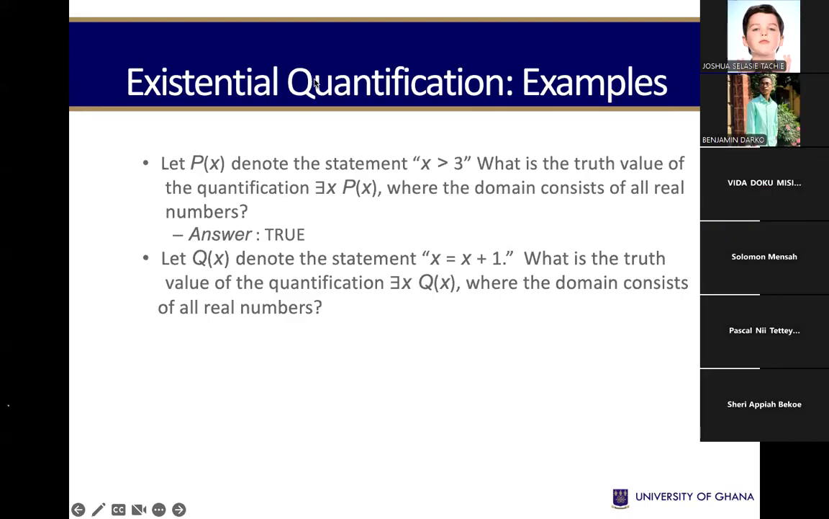Joshua, please let me hear from you. Since you are looking at real numbers, let's take 1.1. So 1.1 is equal to 1.1 plus 1. That will give us 2.1. So with that, we can conclude that it's false. Okay, let me hear from another person again quickly.